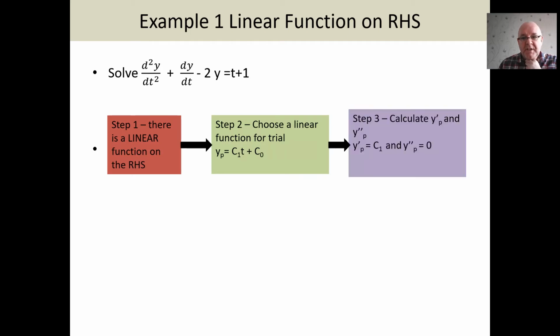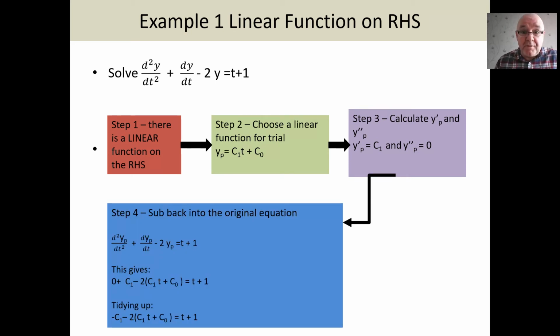Now we need to calculate the derivatives. This is really easy. The derivative of this is going to be c1, and the double derivative is going to be 0. So we'll put these back in the original equation. Right, so this is the original equation here. d2y by dt squared, we know, is 0. dy by dt is going to be c1, and y we know is going to be c1t plus c0.